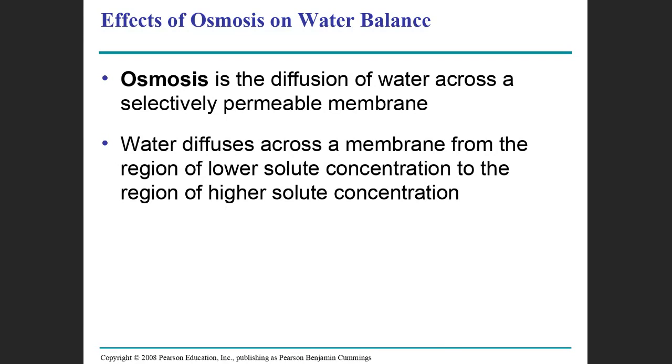So all molecules will diffuse following their concentration gradient. That includes water. Water can move from an area of high water concentration to an area of low water concentration in an attempt to reach equilibrium. We call the diffusion of water across a selectively permeable membrane osmosis. So osmosis is a special case of diffusion involving water and a selectively permeable membrane.